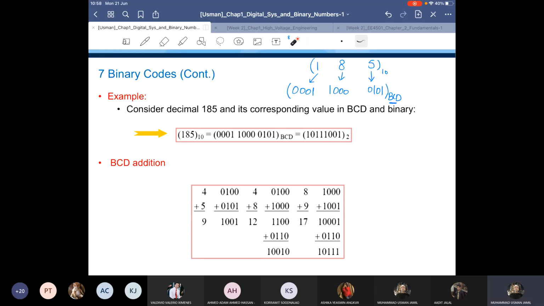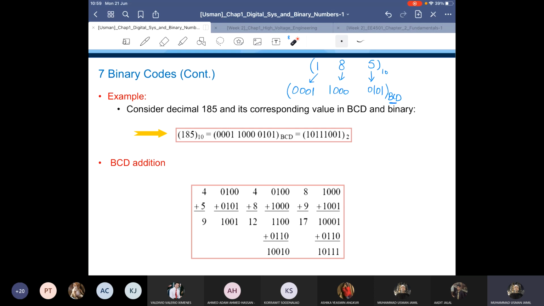So for BCD addition, now let's take our number 4 and our number 5. Number 4 in binary is 0 1 0 0, and number 5 is 0 1 0 1. So you can see now the 5 is this one. Now you can add these numbers.